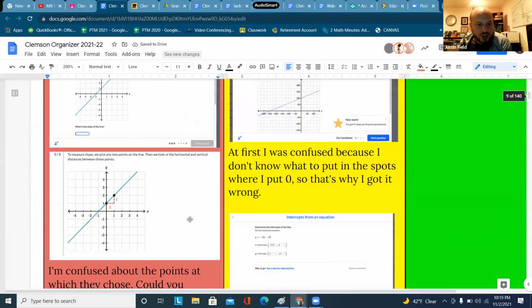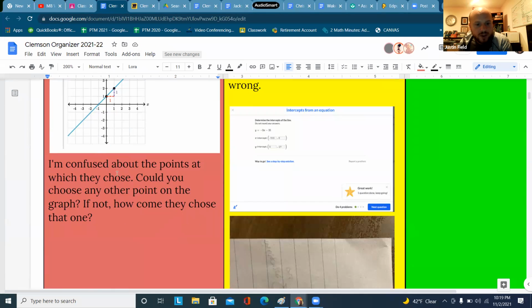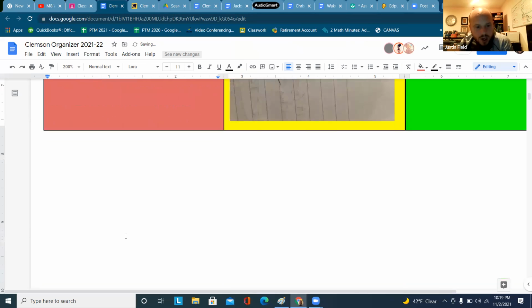Continue on. Joshua: I'm confused about the points that we chose. Could you choose any other point on the graph? I'll just say yes. Just don't choose decimals.